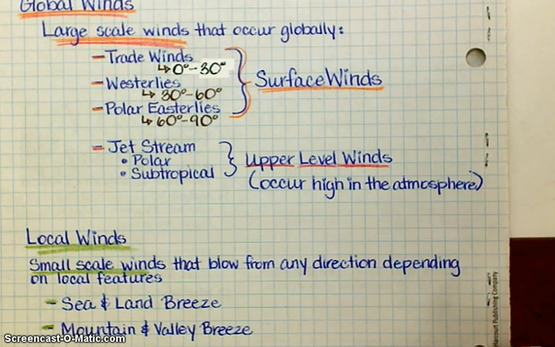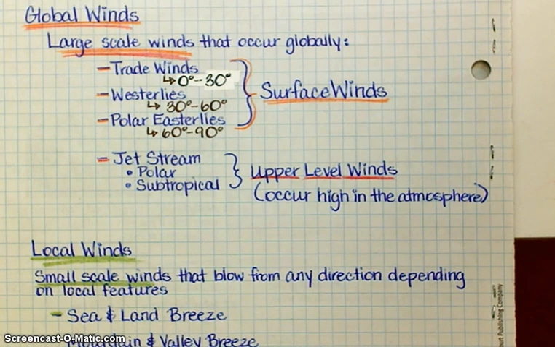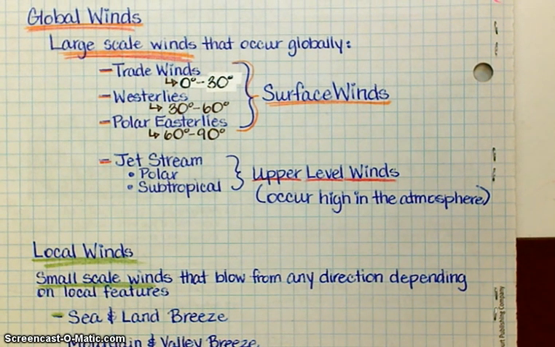We also have some really important upper level winds. You may have heard the weather forecaster mention something called the jet stream. Those are upper level winds, and jet streams are important because they tend to steer weather. And there are two jet streams: the polar jet stream and the subtropical jet stream. We won't talk a great deal about those, but just do know that those are upper level winds, meaning that they occur high in the atmosphere. They do not occur at the surface of the Earth.